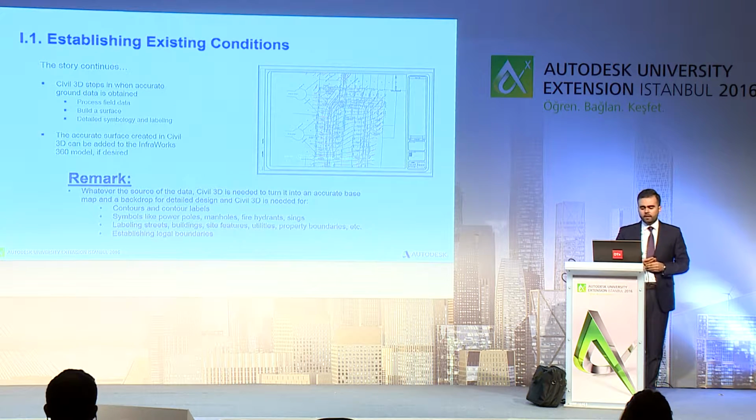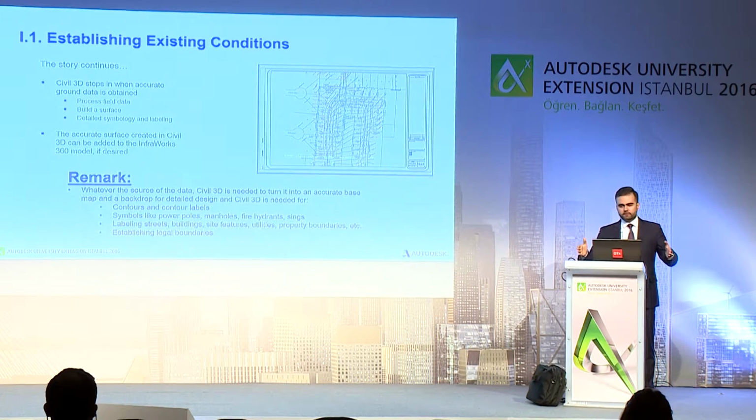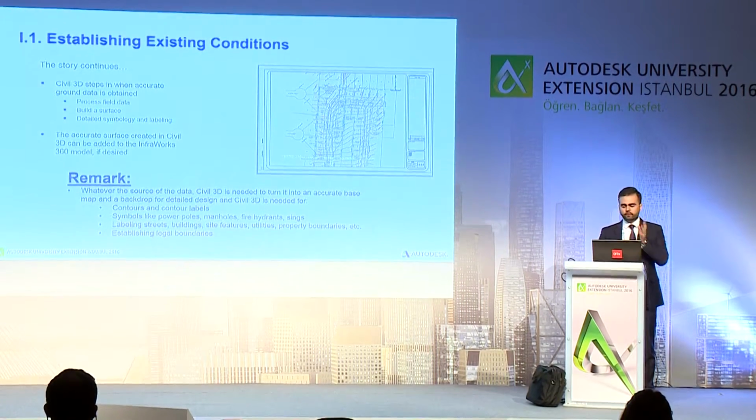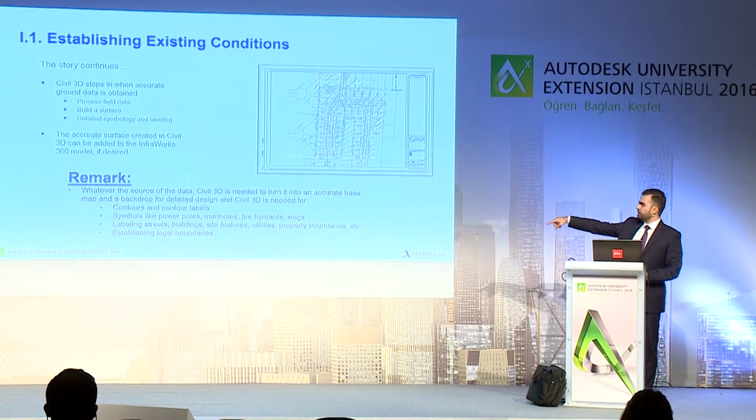Now definitely, Civil 3D steps in for creating accurate ground data that we sometimes need for the detailed design. So if you want to create a detailed design of a certain existing terrain and then sketch your low roads and do the cut and fill, then Civil 3D comes into the picture. And definitely, Civil 3D helps us with the contours and contour labels, as you already know, the symbols of the objects there, plus many other things as well.